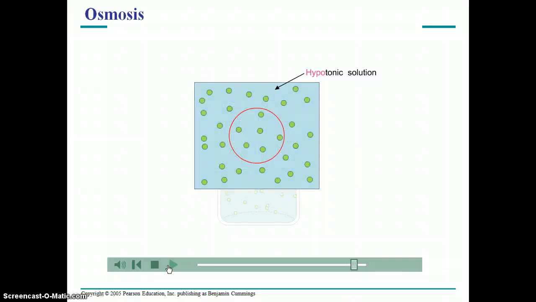Finally, what happens if the cell is dropped into an isotonic solution? Red blood cells in an isotonic solution do not shrink or swell. Water molecules move across the membrane equally in both directions. Okay, that's because the prefix iso means the same, so if the cells are already the same, nothing's going to happen to it.